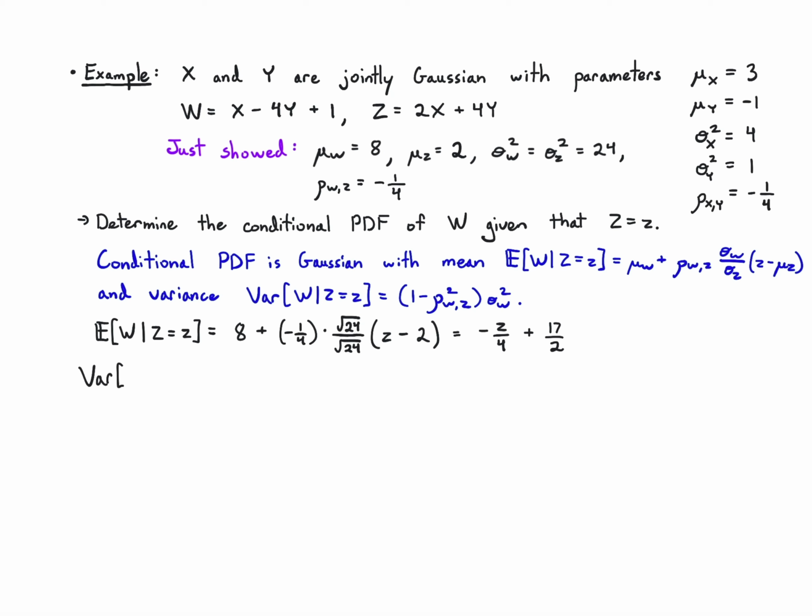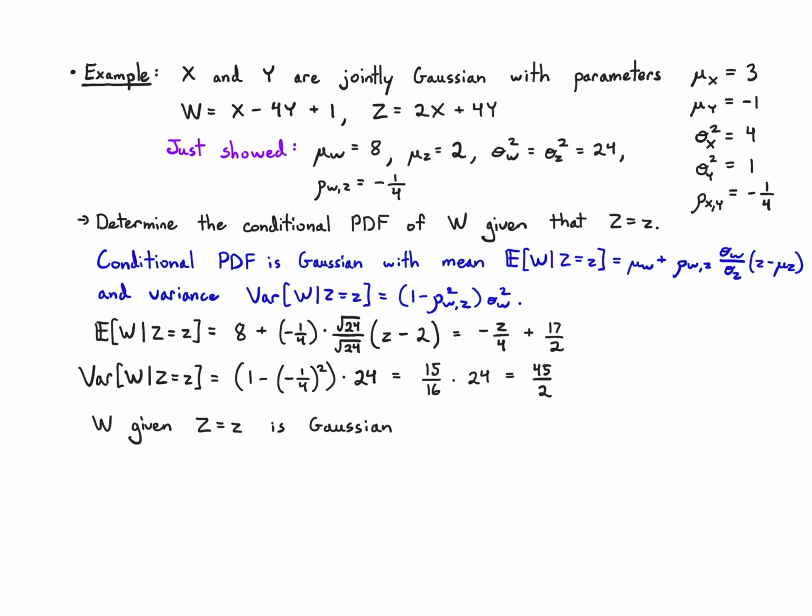Okay, for the variance, I'm going to again plug into the conditional variance formula. I'm going to get 1 minus 1/4 squared times 24, and that's going to be 15 over 16 times 24, which is equal to 45 over 2. And so finally, W given that Z is equal to little z is going to be a Gaussian random variable with conditional mean minus z over 4 plus 17 over 2, and conditional variance 45 over 2. Okay, that's great.